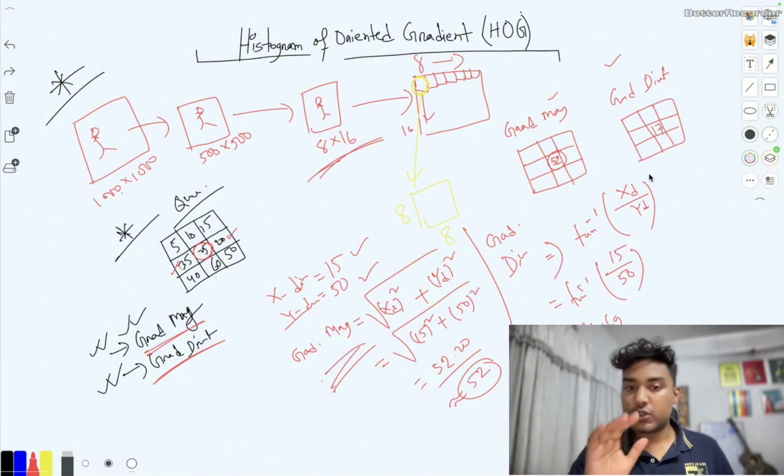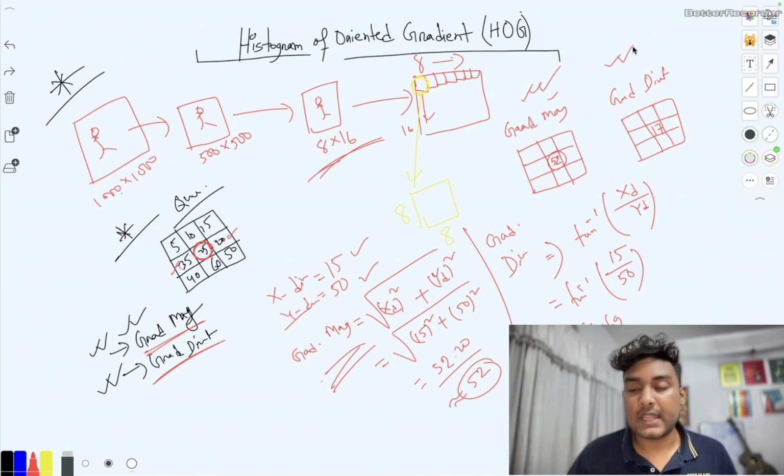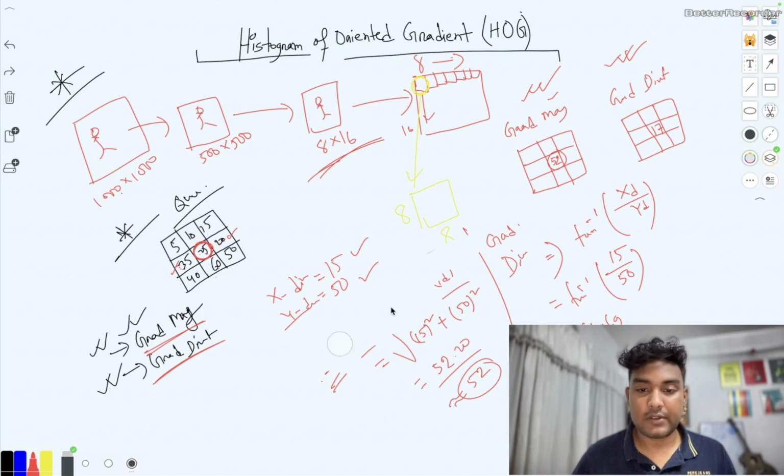For each value from the question we need to calculate a value for gradient magnitude and gradient direction like this. This is how we need to calculate the values for the question values. After completing all the steps we will get a matrix for gradient magnitude and a matrix for gradient direction. Okay, so I am calculating another value for better understanding.